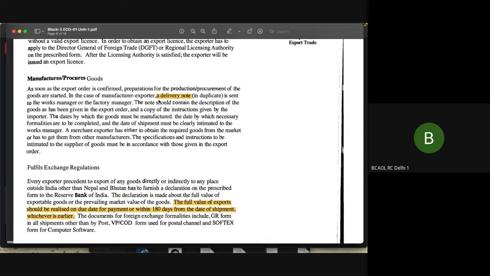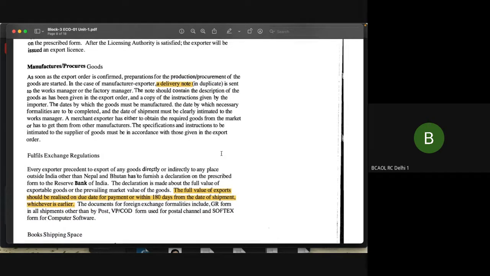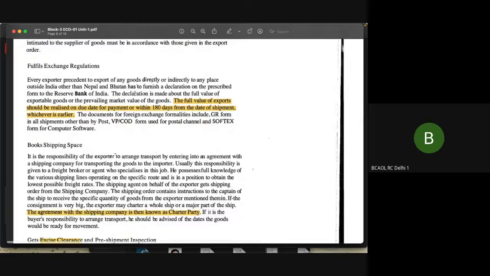You have to send it to them, and that contains the regulations and everything. Now you have to fulfill exchange regulations. What does it mean? Suppose this order was for say $100 million. Okay, this is the value of the export, $100 million. Now you have to let the RBI know that this is the full value of the order, and this is the date when I will be receiving the payment, or within 180 days of shipment, whichever is earlier.